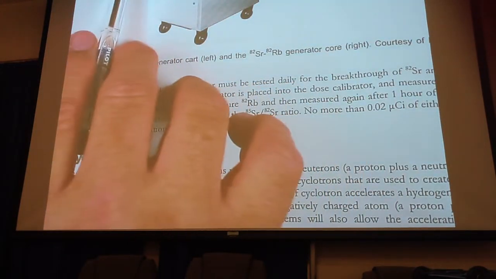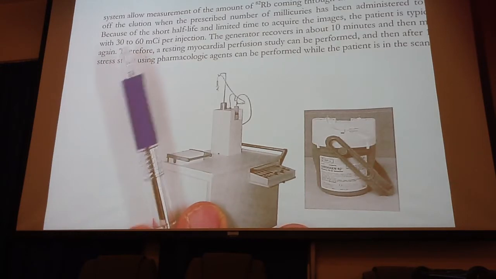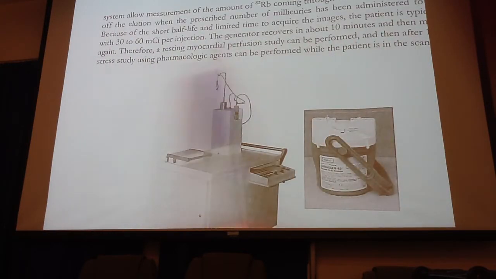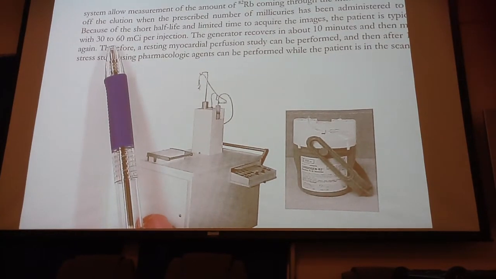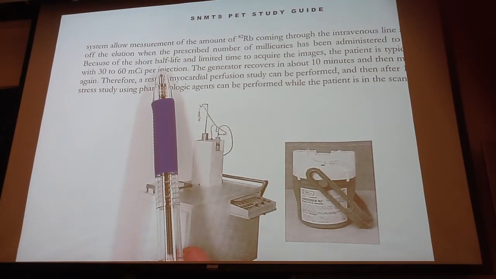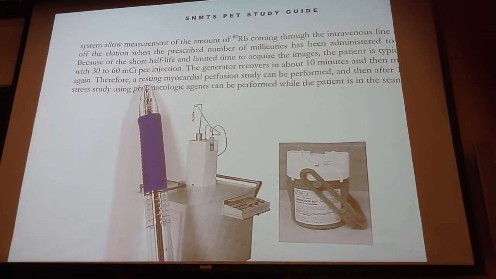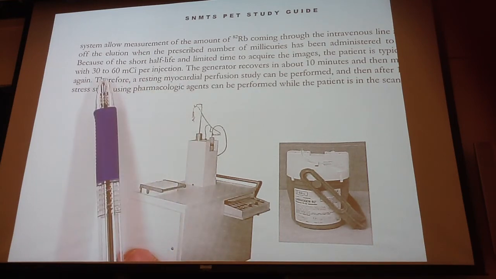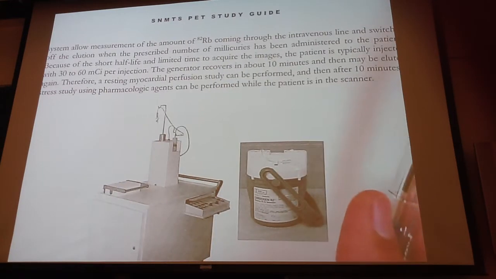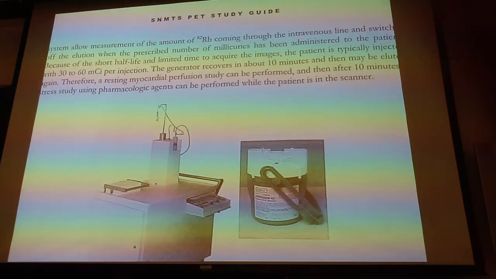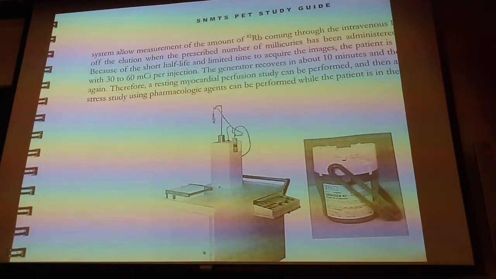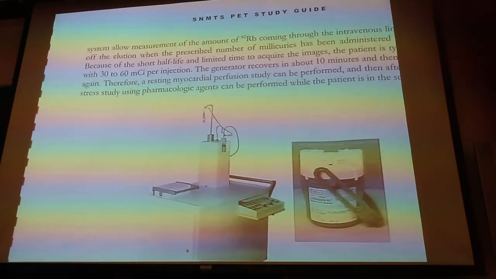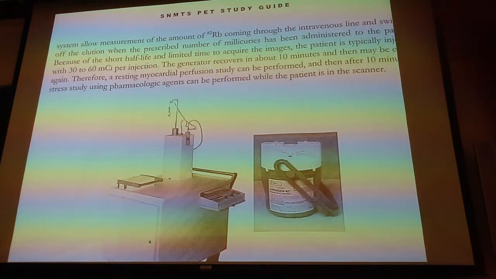With the rubidium generator, you're going to be administering about 30 to 60 millicuries. Because it has such a short half-life, you're going to be constantly infusing the patient during the study. If you're doing a pharmacologic stress study, they typically have the adenosine being pumped in on one arm and the rubidium on the other. The nice thing is that you can do the stress and the rest within about 10 minutes of each other. The problem is the generator is about $30,000 and you replace it every month. So if you're doing a lot of heart studies, it's a good deal.